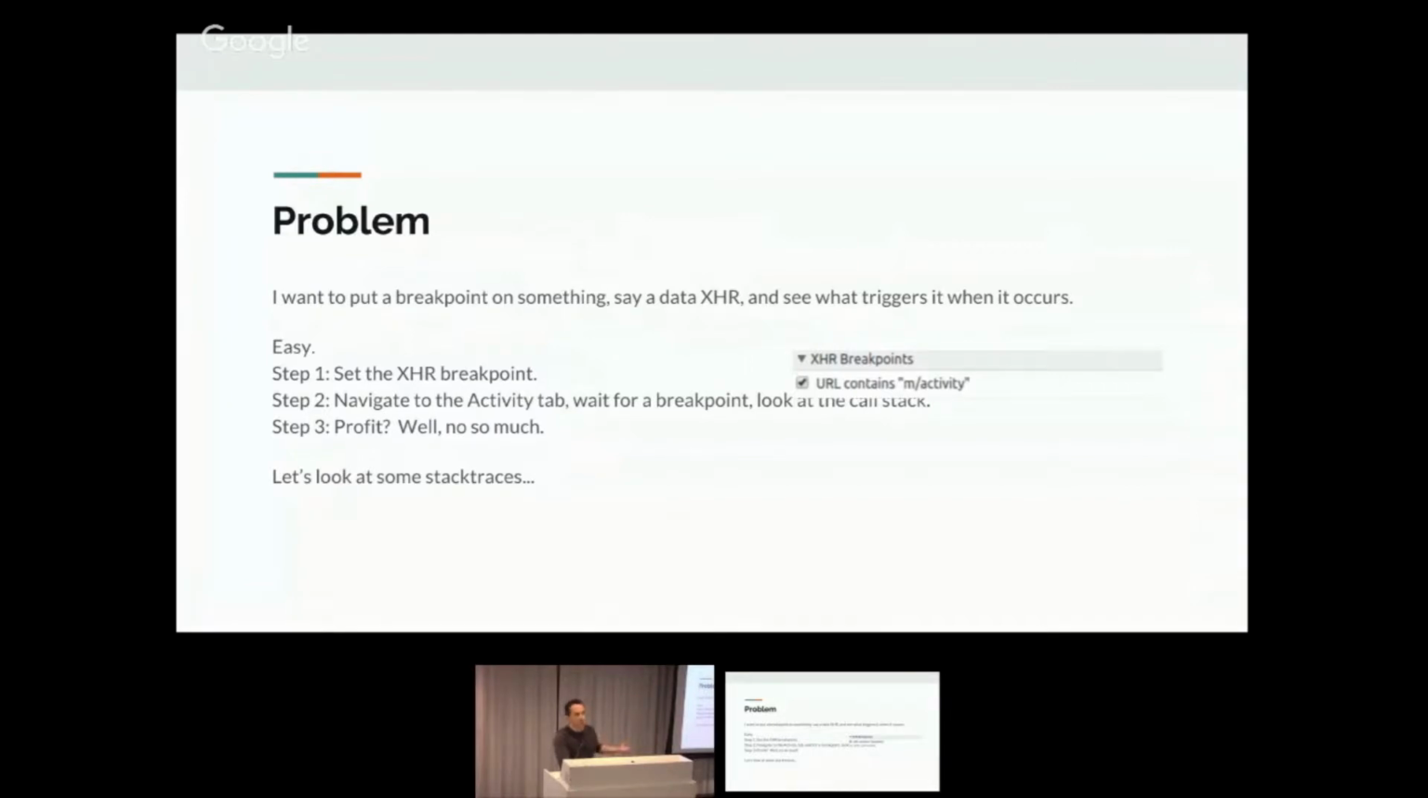So a typical problem for me might be I want to put a breakpoint somewhere. Typically, this is on a data XHR happening, and I want to know what triggers it, how we got there, what the entire flow is, and this should be easy, right? I mean, you go into Chrome DevTools, you set a XHR breakpoint on a URL containing something, you navigate to the page or the tab or the route, and basically you look at the stack trace and profit, yes? Well, no, not so much.